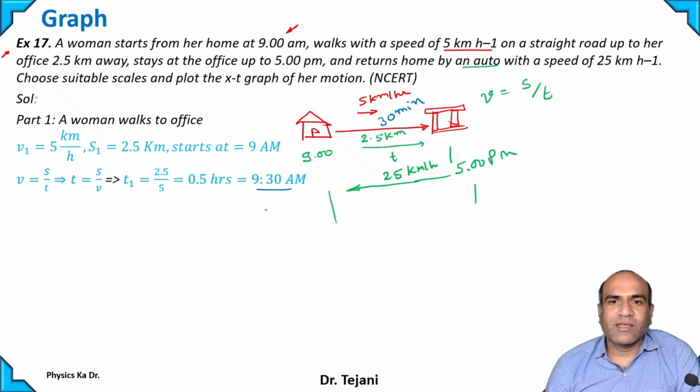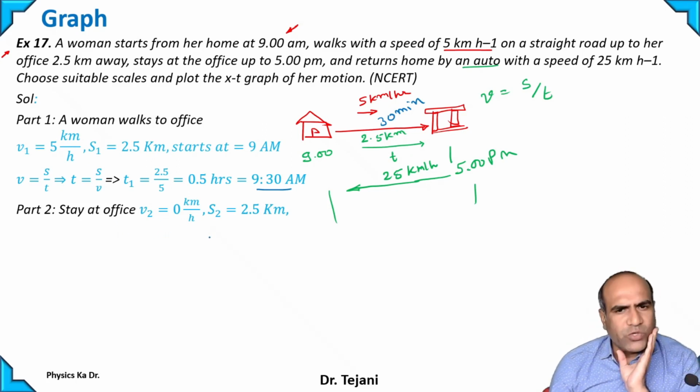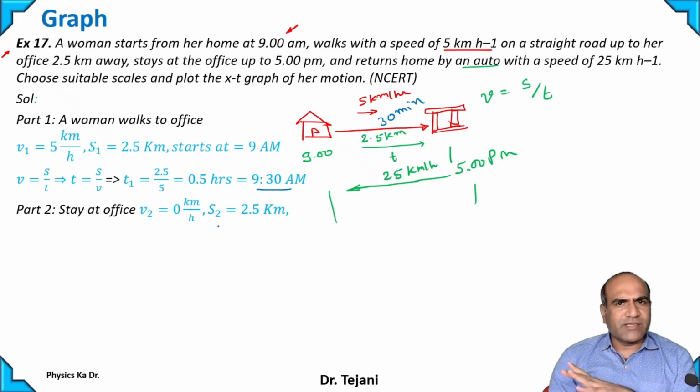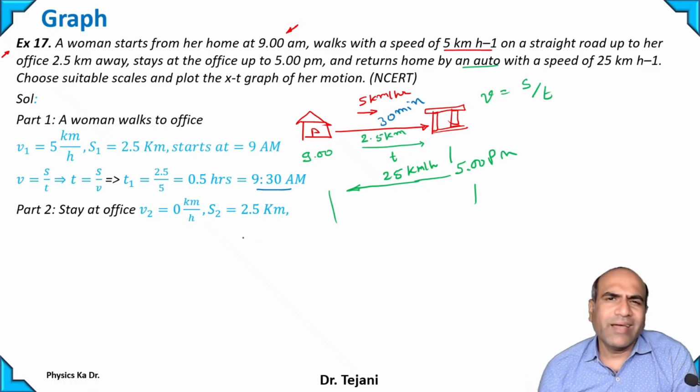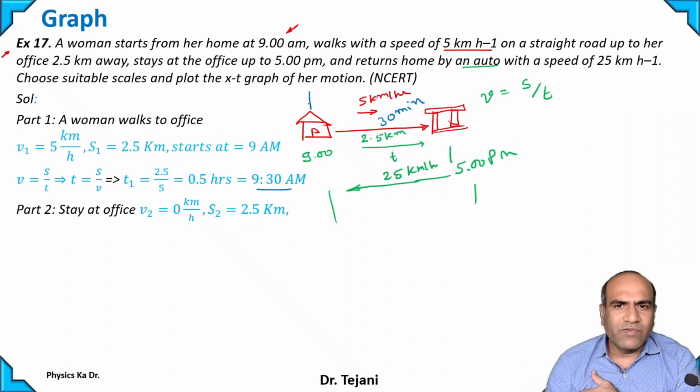Good. Then part 2: she stays at the office from 9:30 to 5, at a distance of 2.5 kilometers. Mathematically she is at that distance because we are taking home as the origin. That is the reason.